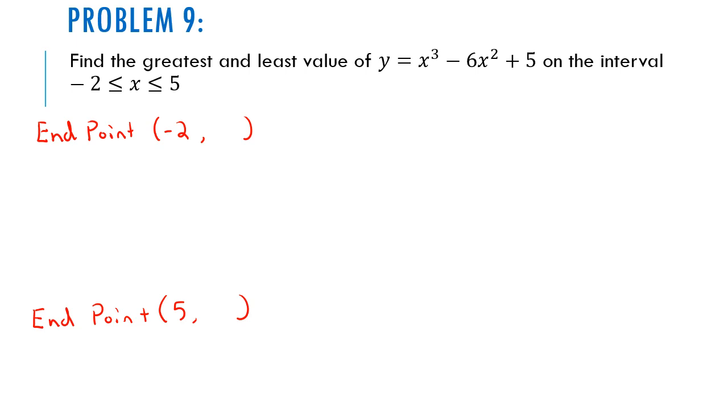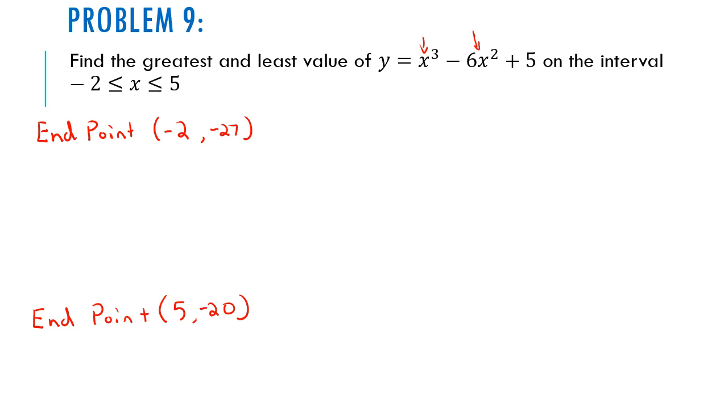But real quick, I'm going to take this -2 and substitute it into the original problem to figure out what their y values would be. To the third, -6 squared plus 5. Okay, when I do that, I'm going to get -27. I'm going to do the same thing with the 5, and I'll get 20. So now I'm going to try to find the local mins and maxes to see if any of those numbers are greater or less than what I've just found. Sorry, this is -20.